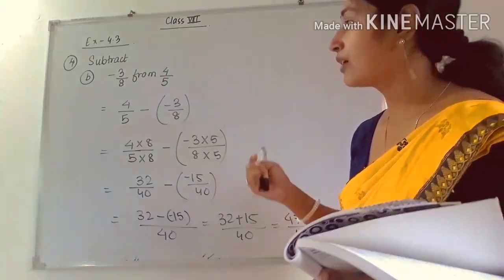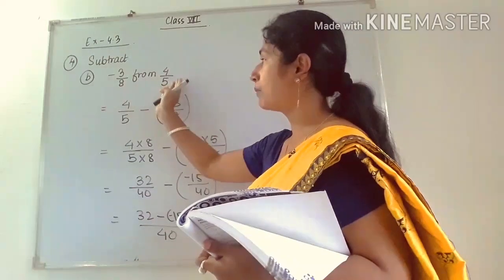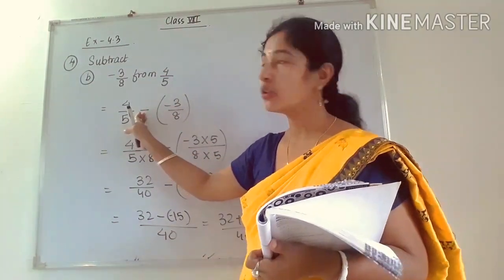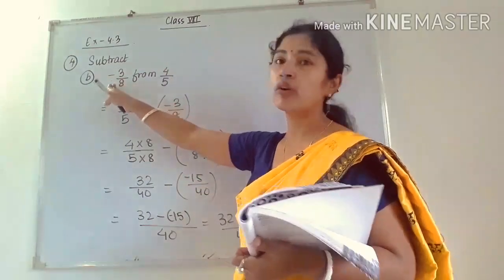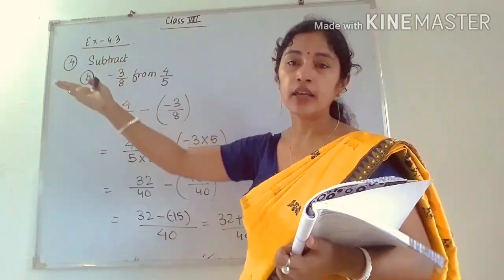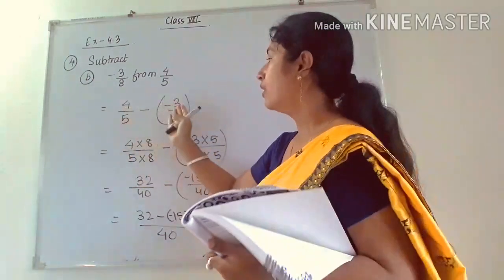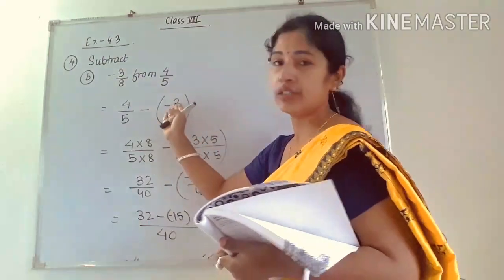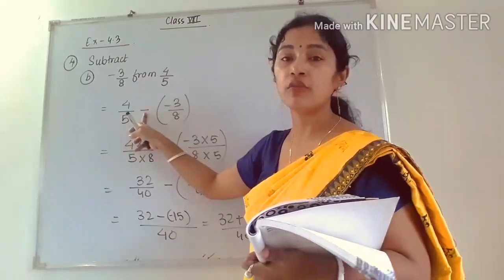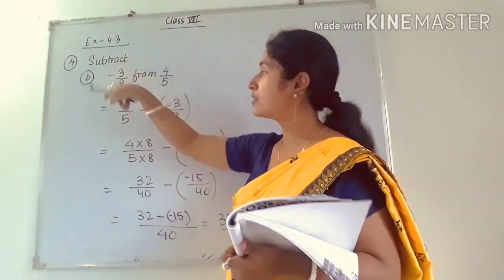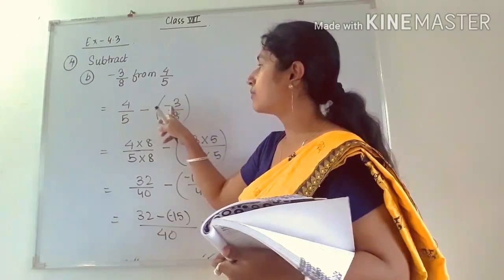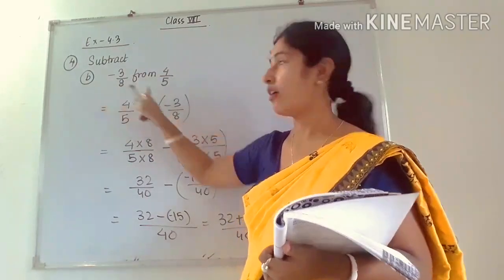Okay, so see, subtract minus 3 by 8 from 4 by 5. That means you have to write 4 by 5. Then, we are subtracting, that's why I have written minus, and already one minus symbol is there because this is a rational number. In a rational number, we know a negative symbol may be present, so we have to write that symbol. And it is written subtract, that means you have to write a minus symbol. So one minus symbol is for subtract, and the other minus symbol is already written in the question, that's why I have written it.